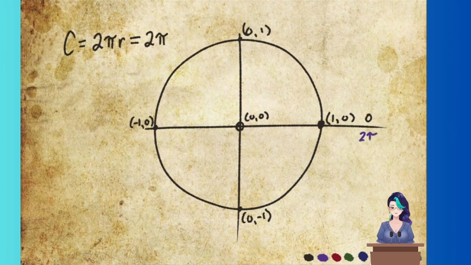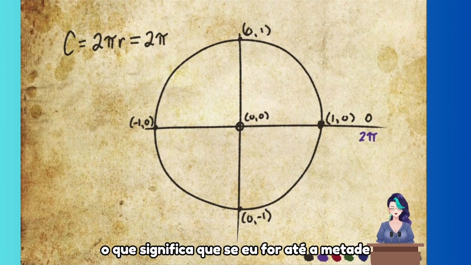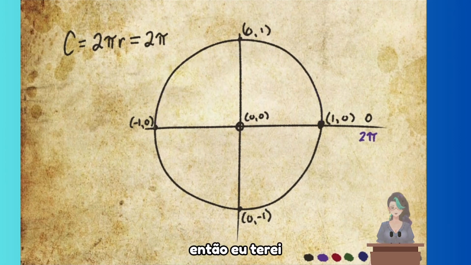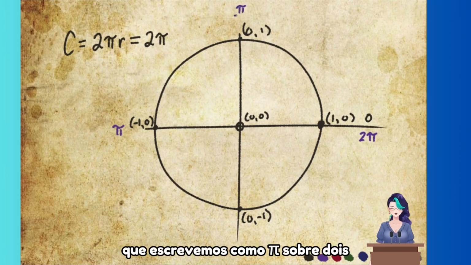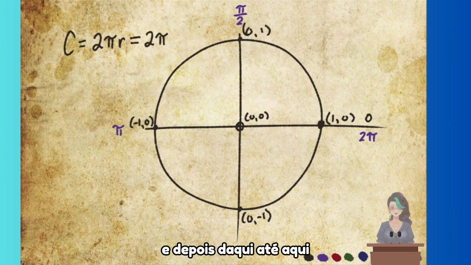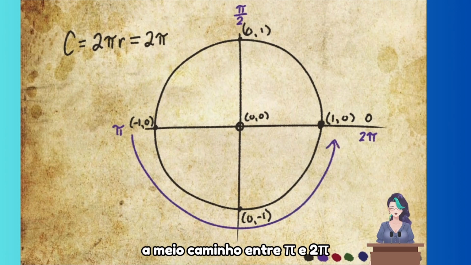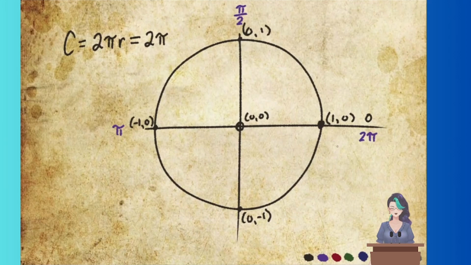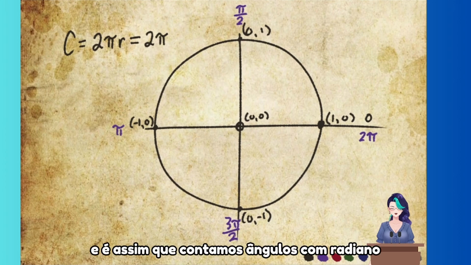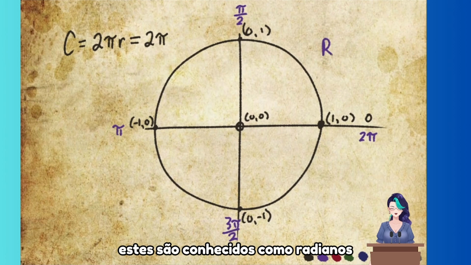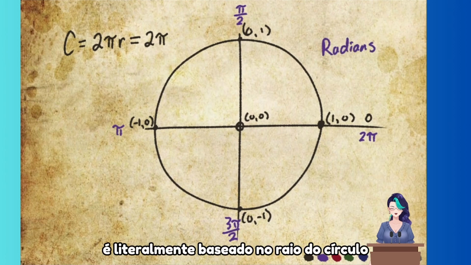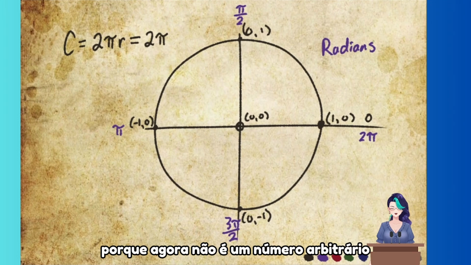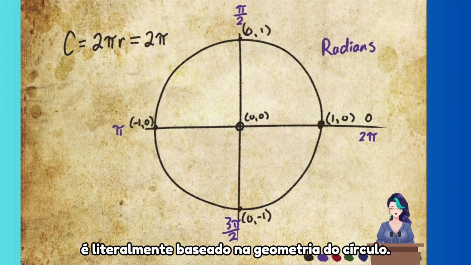Which then means that if I go halfway around, then I'll have regular pi, just 1 pi. And then half of that would be 1/2 pi, which we write as pi over 2. And then from here to here, halfway between pi and 2 pi, we would have 3 pi over 2. And this is how we count angles with radians. These are known as radians. And it's called that because it's literally based on the radius of the circle. This is very useful because now it's not an arbitrary number. It's literally based on the geometry of the circle itself.